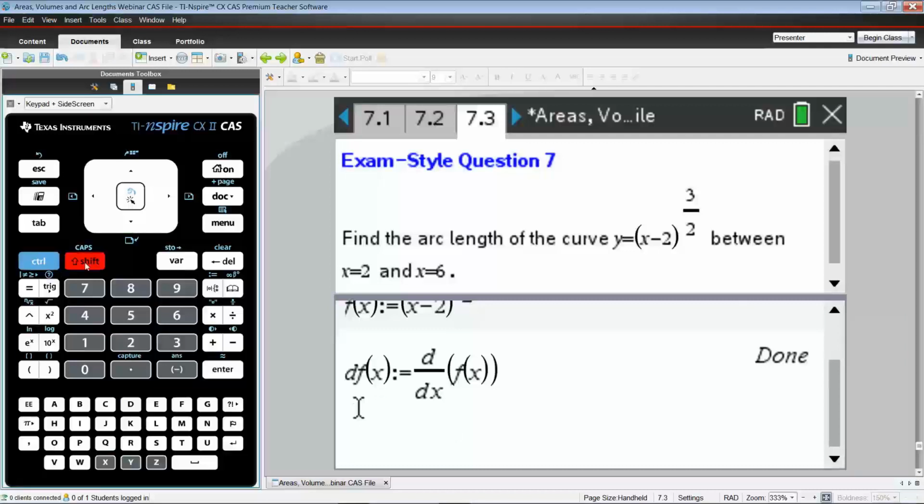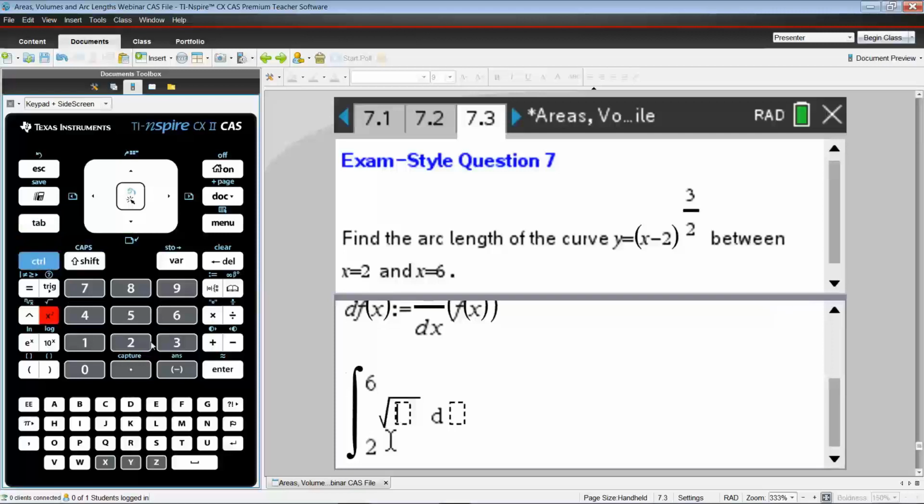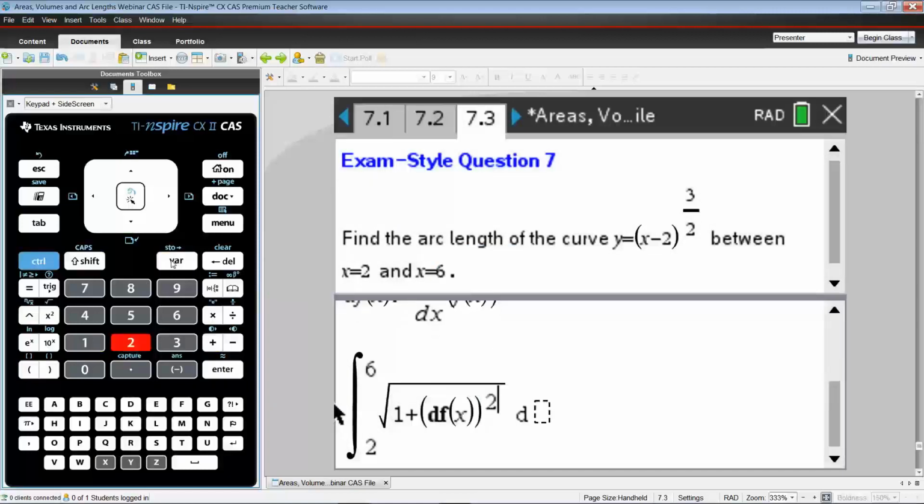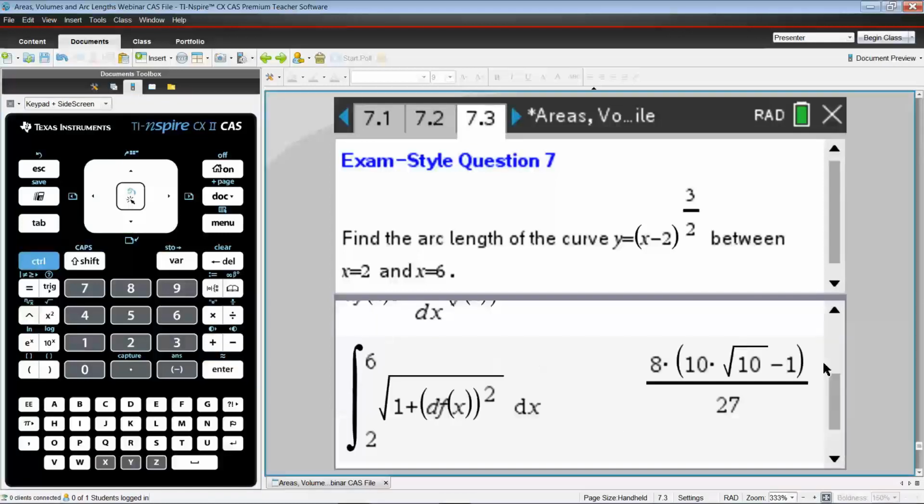So here we go. So shift plus, and our x values are 2 and 6. Now let's create our integral. So square root of 1 plus open bracket, var, so df of x, close the appropriate brackets and squares. There you go. That's the square root of 1 plus (dy/dx) squared with respect to x, and there we go. Okay, so this right here is the answer to the arc length of that particular curve.